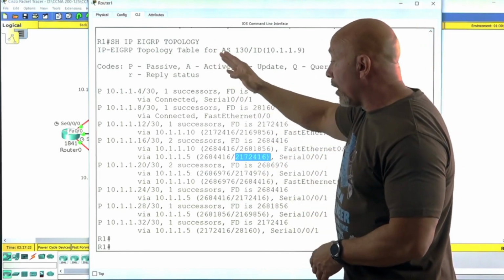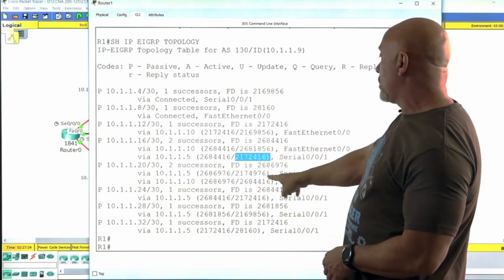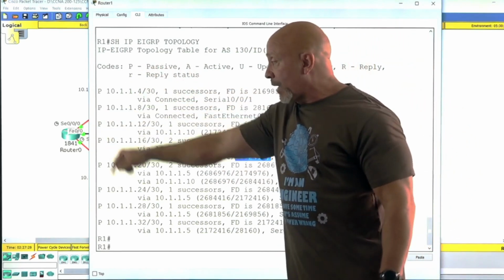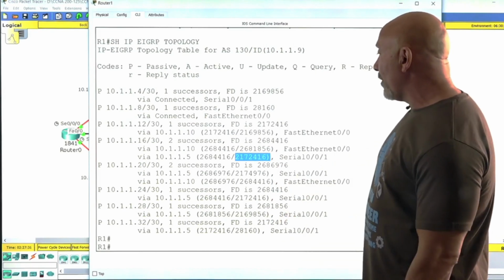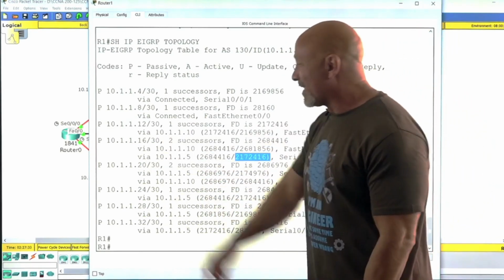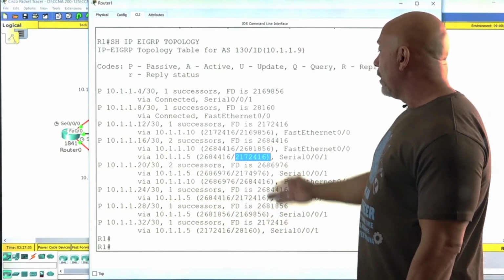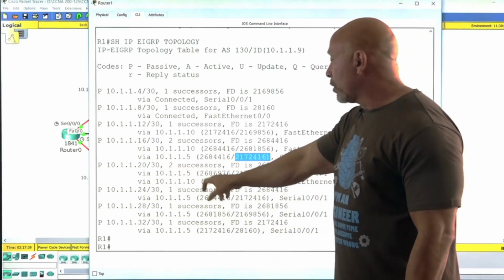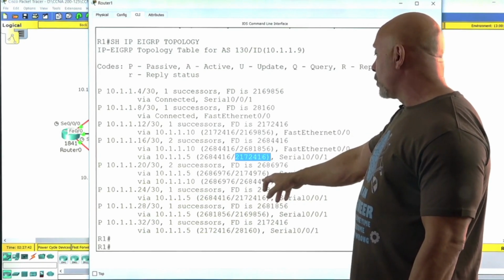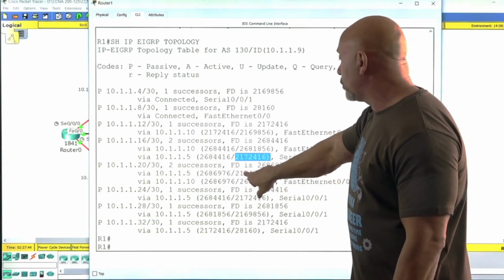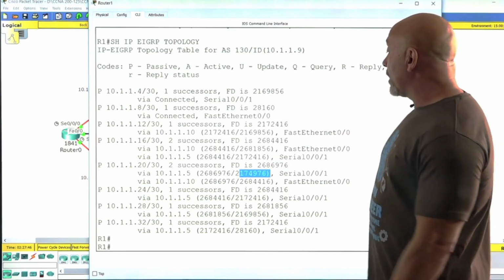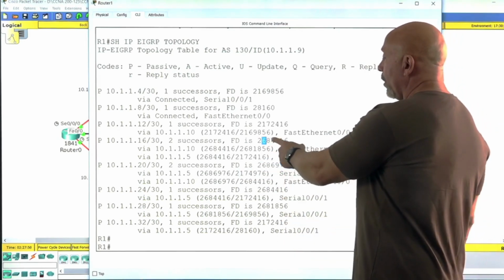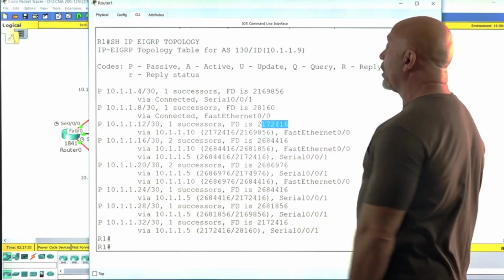So we're on router 1, and it's via 10.1.1.5. The 10.1.1.5 is this interface right here to get to that particular network, which is the 16 network, okay? It will be the preferred route, all right? And the same thing goes over here with the 10.1.1.20. But you can see that the feasible distance will change throughout each particular network it goes to.